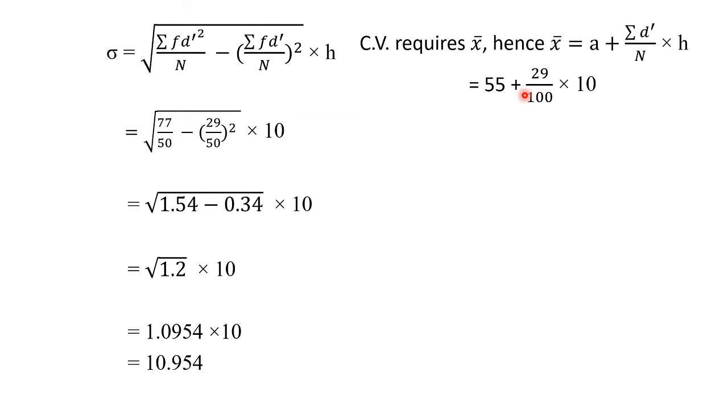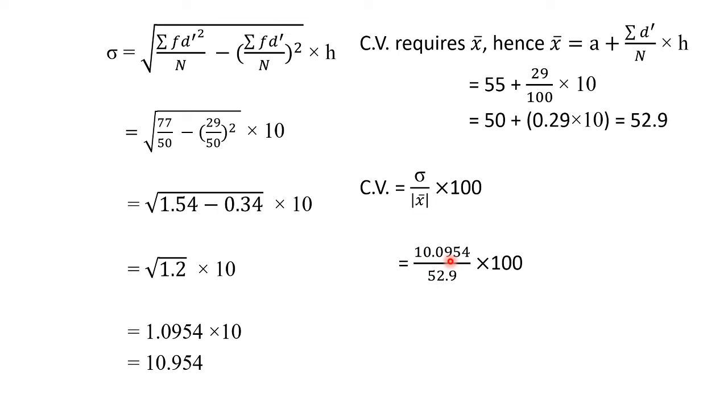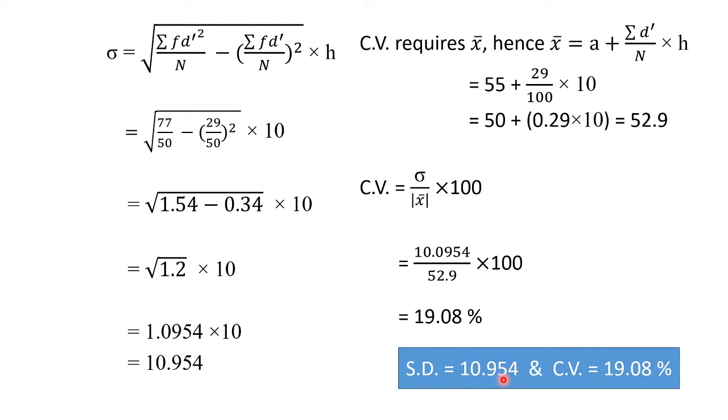Therefore 55 plus summation of f into d dash, which is 29 divided by 100, is equal to 10. So after solving this, we get the arithmetic mean x bar equal to 52.9. CV is equal to standard deviation divided by mod arithmetic mean, that is x bar, into 100. After putting this value, we get 10.954 divided by 52.9 into 100 is equal to 19.08. Therefore standard deviation is 10.954 and CV is equal to 19.08%.